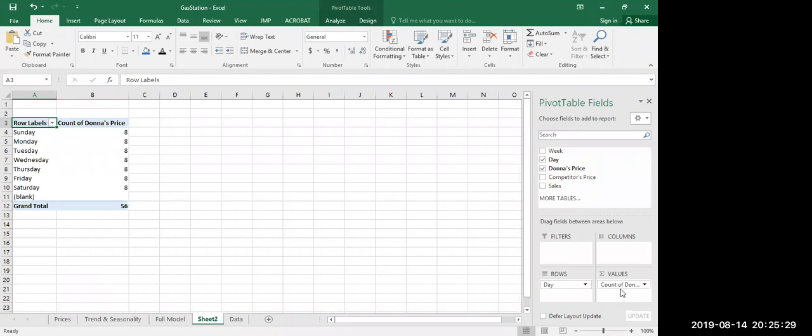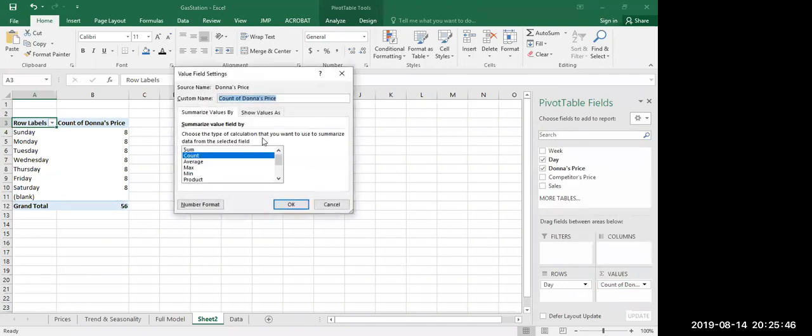Now, it will automatically tell you there were 8 weeks. That's all this 8 represents. I don't want to know that there were 8 weeks. I'm aware of that. So what you want to do is click on this little toggle, the right-hand side with the arrow pointing down, and go to Value Field Settings. If you go to Value Field Settings, you'll see that you can actually switch up what it is you're looking at. And I don't want to know the count. I want to know on average, what did she charge every day?